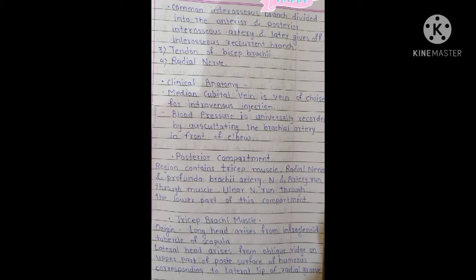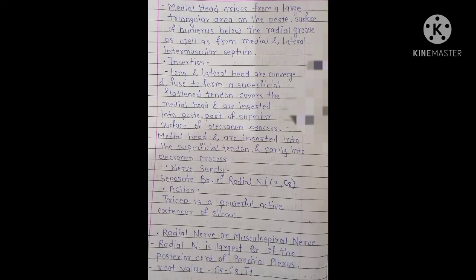So the origin of the triceps brachii is: the long head arises from the infraglenoid tubercle of the scapula. The lateral head arises from the oblique ridge on the upper part of the posterior surface of the humerus, corresponding to the lateral lip of the radial groove. Then the medial head arises from the large triangular area on the posterior surface of the humerus below the radial groove, as well as from the medial and lateral intermuscular septum.